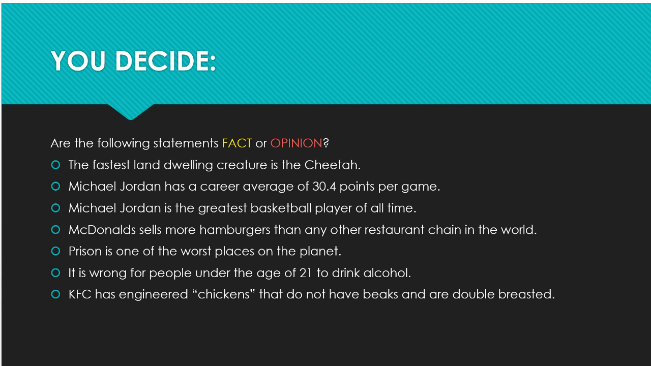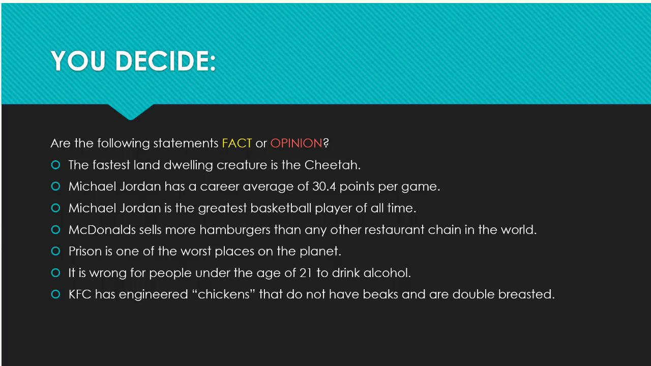Let's do a little practice. Are the following statements fact or opinion? In a notebook, make a little notation that says fact or opinion next to each one of these. I'm going to color code them yellow or red, but you should probably just write fact or opinion. Pause this presentation for a minute and see if you can figure out which of these statements is fact or opinion. I'll give you a head start for pausing by reading them out loud.